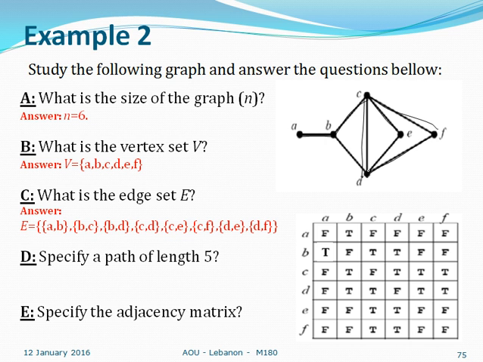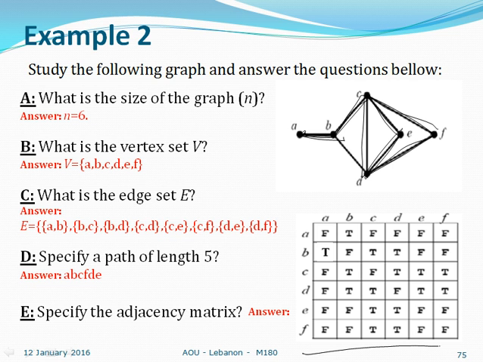Then specify a path of length 5. The path of length 5: AB, BC, CE is 1, 2, 3, 4, 5. This is a path with length 5. So A, B, C, then F, D, E. Okay, this can be another path with length 5.